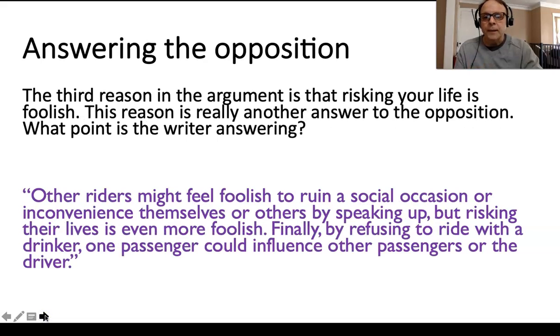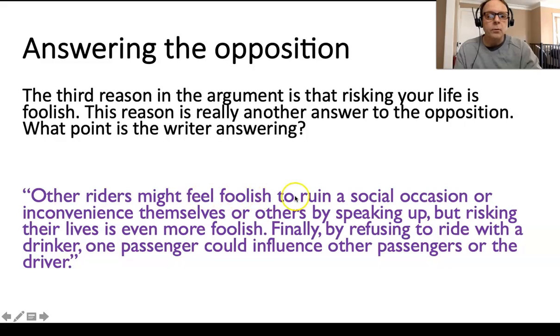that we could use. Answering the opposition, one more time. The third reason in the argument is risking your life is foolish. The reason is really another answer to the opposition. What point is the writer answering? So if we go back, we can find this section in the paragraph in purple here.